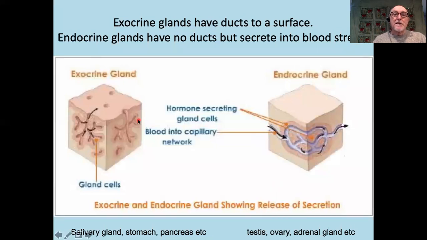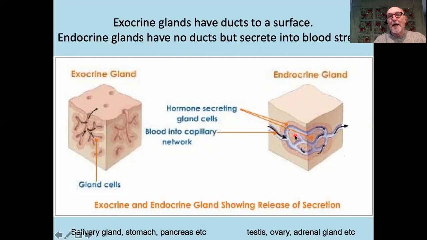So here's the distinction. This is an exocrine gland. This is a typical exocrine gland. Here, as you see, it's got a complex duct system, but that eventually leads to an outside, either to the skin surface for some of them, maybe to the lumen of the gut or whatever. They have a liquid product which is released in volume to the outside.